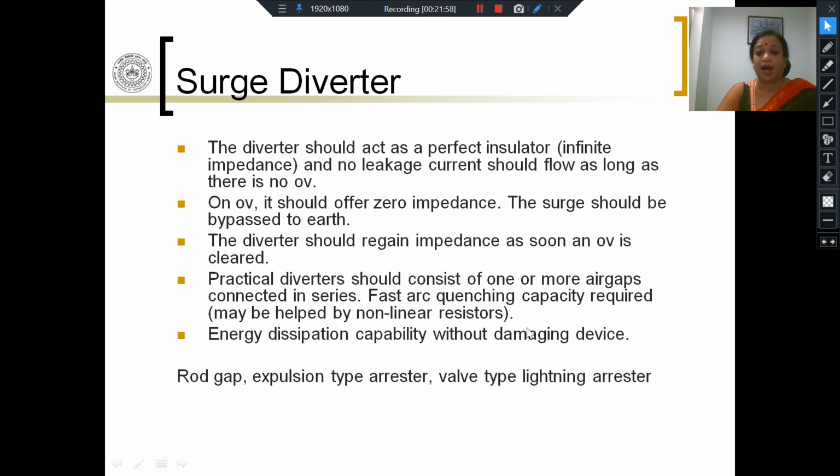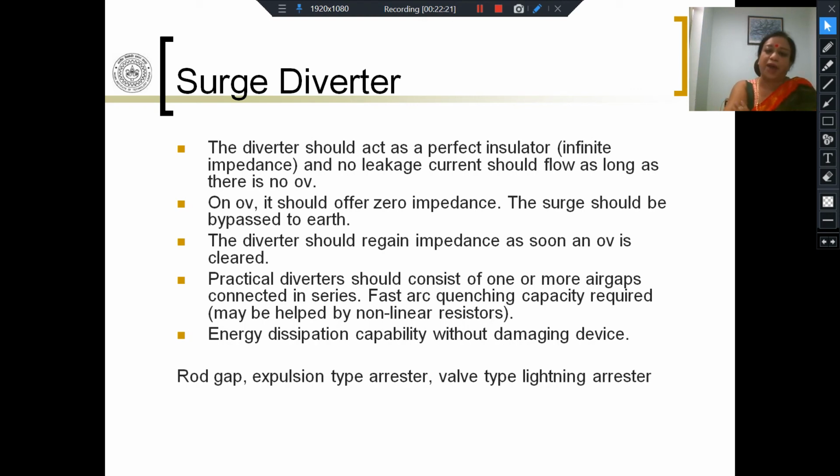This is what I ideally want. Again, as soon as the over voltage is cleared, let's say it's a temporary, transient fault. So there is a transient over voltage, so it has to go to zero impedance. As soon as the over voltage is cleared, I want the diverter to regain its infinite impedance. Of course, this is not really practicable, but we approach approximations thereof.